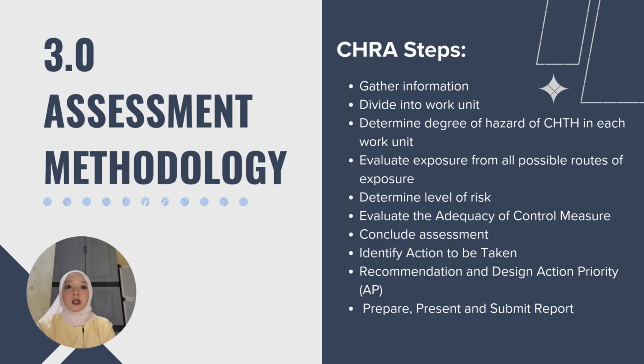Next, evaluate exposure from all possible routes of exposure. The exposure of chemical to each work unit was assessed by interview and observation using the method. Determine level of risk. The level of risk is determined based on the risk rating, which is derived from the hazard rating and exposure rating.